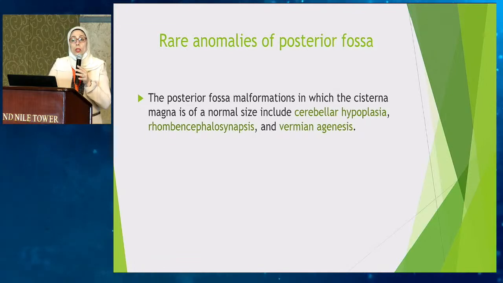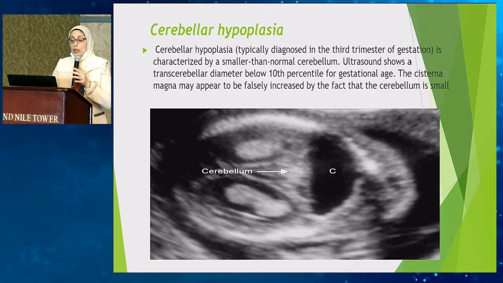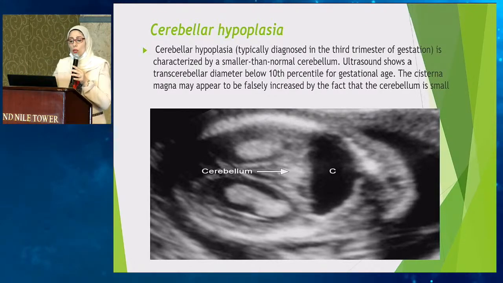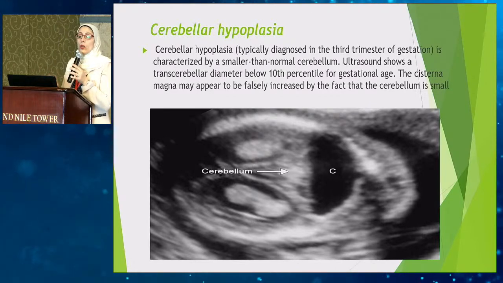في الرير انوماليز اللي قلنا ان هم موجودين لكن فيري رير انوماليز ويوجوالي ما بيبقاش معاهم دايليتد سيسترنا ماجنا، زي السيربيلر هايبوبليزيا او الرامبن كافل ساينابسيس والفيرميان اجينيسيس. السيربيلر هايبوبليزيا بتبقى تيبيكالي دايجنوزد في الثيرد ترايمستر، لانها ممكن ما يبانش السيربيلم لما يكون صغير او في هايبوبليزيا ما بيبانش في الايرلي فيرست والسكند ترايمستر، فللاسف ممكن يبان ليزر اون في الثيرد ترايمستر، وممكن ساعات يبقى على اللو نورمال بيرسنتايل كيرف، فالناس ما تاخدش بالها وتبقى ميزد ان هو نورمال سيربيلم.